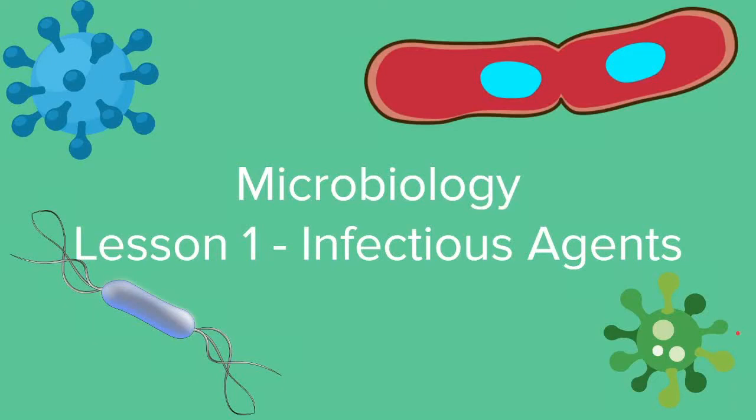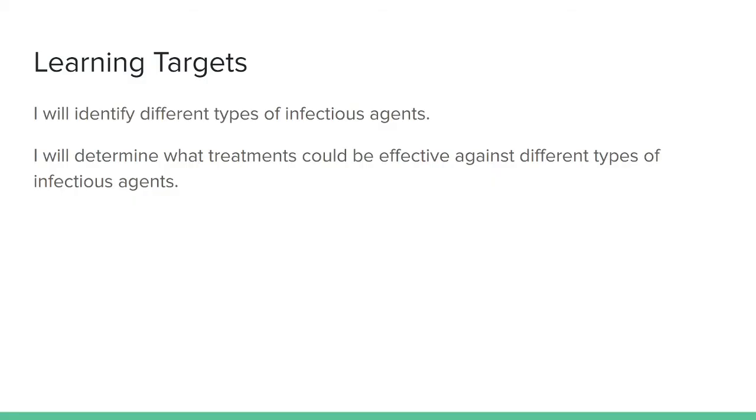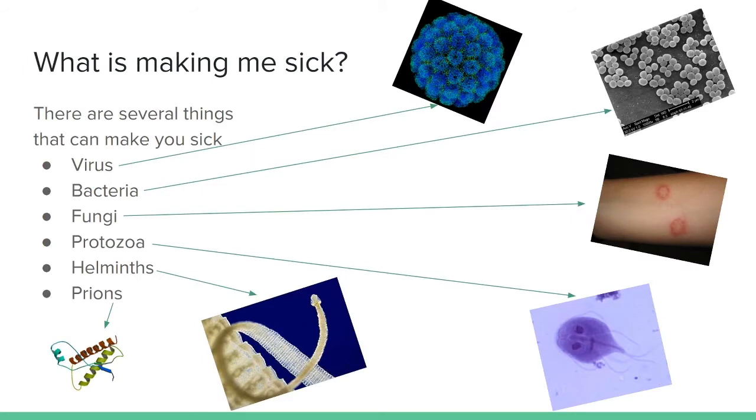We are going to start our last unit of the year over microbiology. And for lesson one, we're going to focus in on infectious agents. So we're going to identify some different types of infectious agents, and then we're also going to determine what treatments could be effective against those different types of infectious agents.